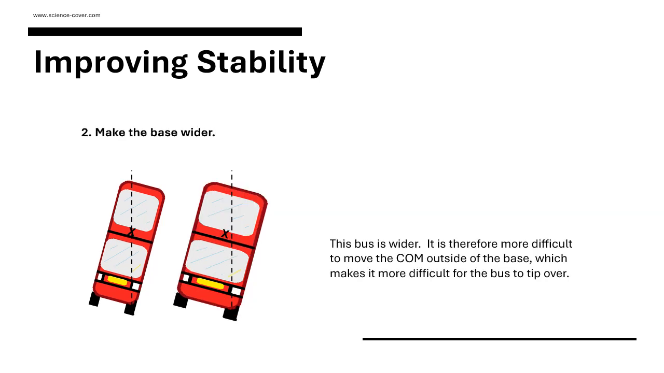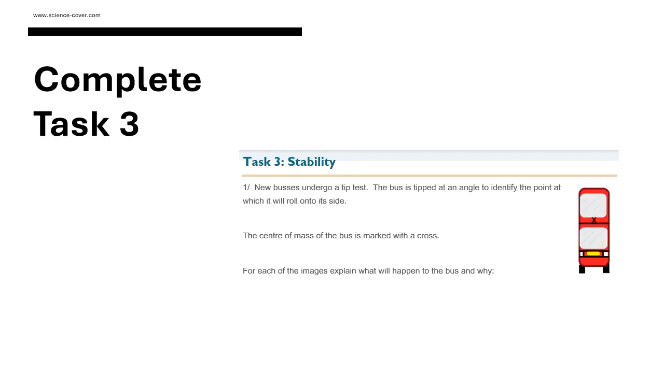The second trick is to make the base wider. This bus has been made wider. It is therefore more difficult to move the centre of mass outside of the base, which makes it more difficult for the bus to tip over. Pause the video now and complete task 3.